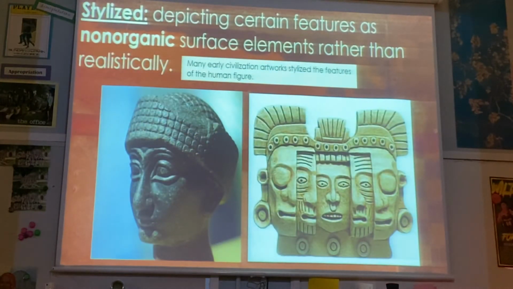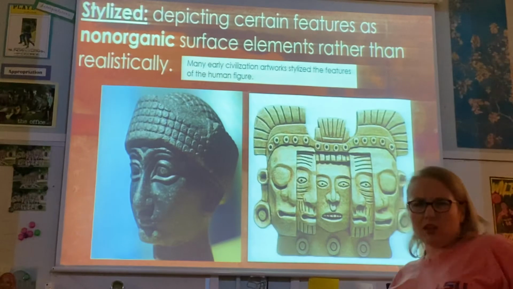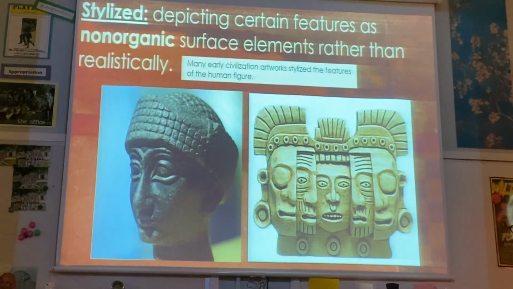Then there's stylized, depicting certain features as non-organic surface elements rather than realistically. So this part right here is her hair. Then they have her eyes and her nose in there. There's a lot seen with a lot of like African or ancient Indian art. Okay, that's where you're gonna see Egyptian art. A lot of stylized figures.